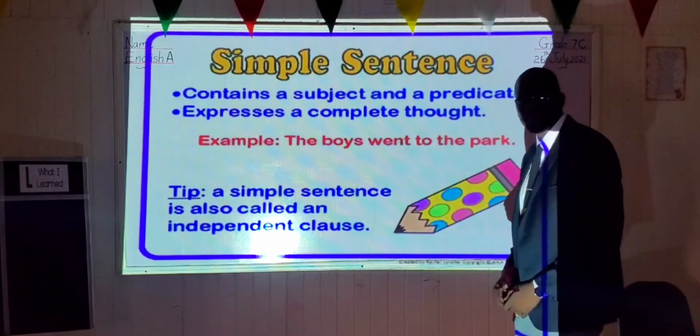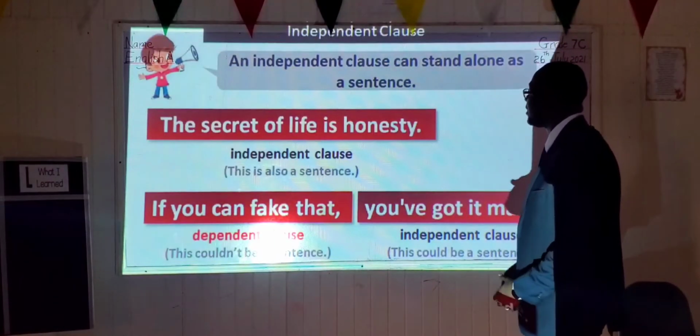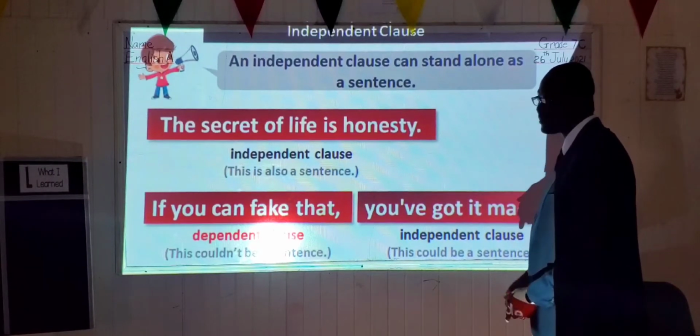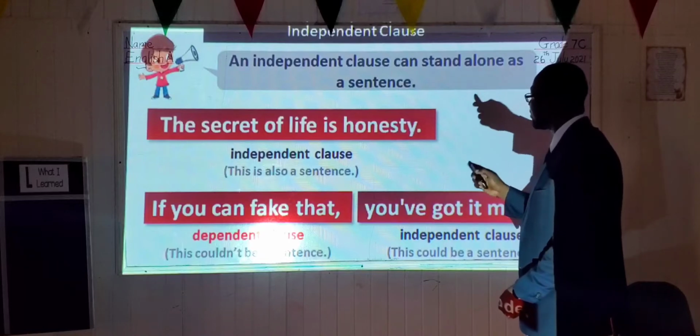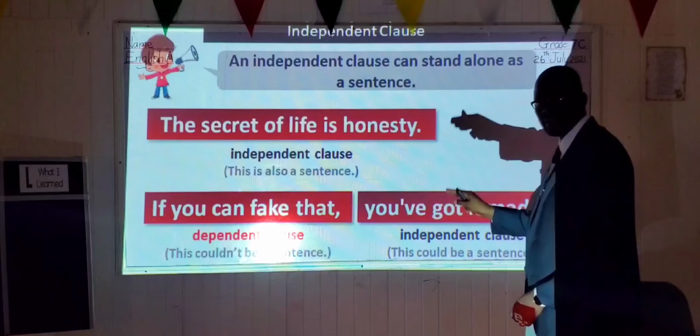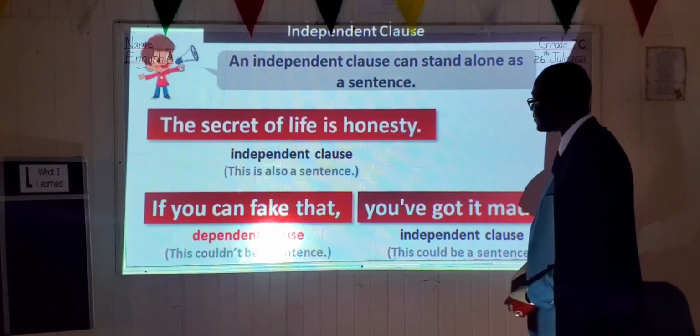In case you missed it in the video, when we speak of an independent clause, it is a group of words that can stand alone as a sentence. For example, the secret of life is honesty. Here we have a group of words standing by themselves and it makes complete sense.